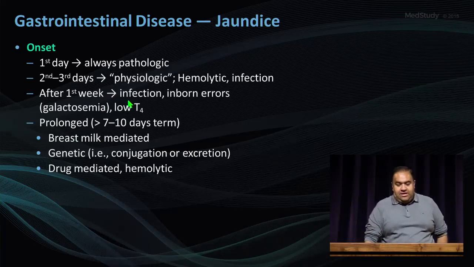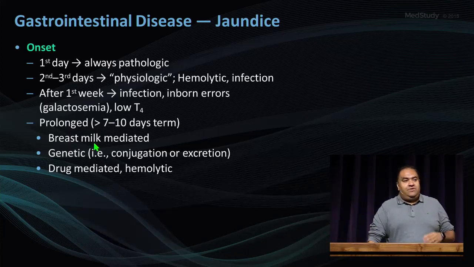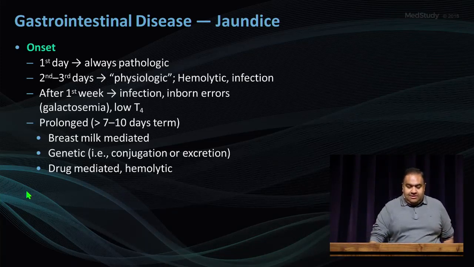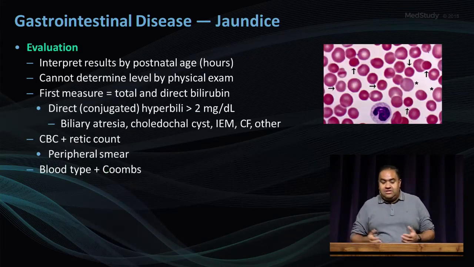So after the first week, we worry about infection, inborn errors. If it's prolonged, there's the breast milk jaundice. Remember, this is typically on the boards: the infant who hasn't had prenatal care, who comes to your office at about 2 to 3 weeks of life and has a high bilirubin. And it's just that mom's breast milk is causing that jaundice to be there. Genetic, drug-mediated, and hemolytic.